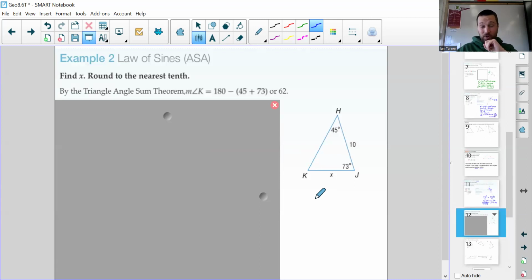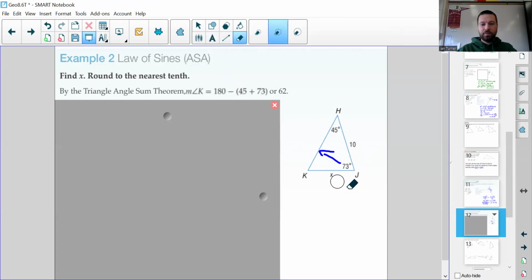Okay, now we got an angle side angle. And they're trying to trip us up a little bit. Do you see that? And they're telling you right here what we need to do. There is nothing across from the 73. So we don't want to use it. We're trying to find this x, and we need to use the 10. So we need to find this angle here, K.